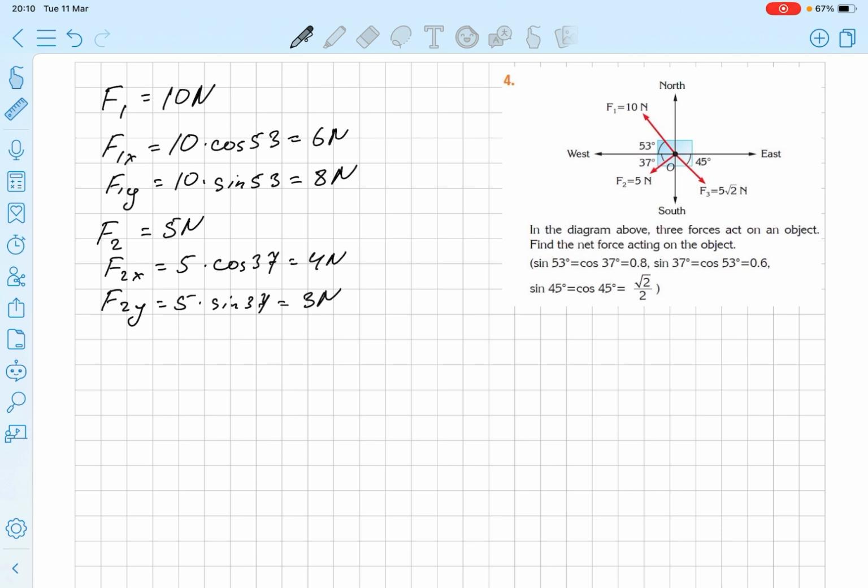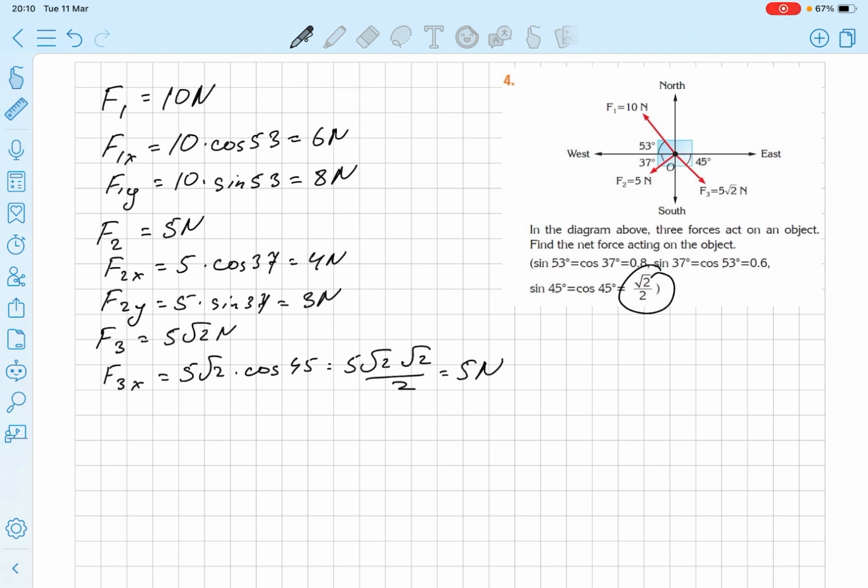The last one, F3, is equal to 5 root of 2 newtons. So F3 by X is equal to 5 root of 2 times cosine of 45. It is root of 2 over 2. We can use this one. So 5 root of 2 times root of 2 over 2. Here, all 2's will be cancelled, so it will be just 5 newtons. And F3 by Y will have the same value, because sine of 45 is the same as cosine of 45. So we will get 5 newtons as well.